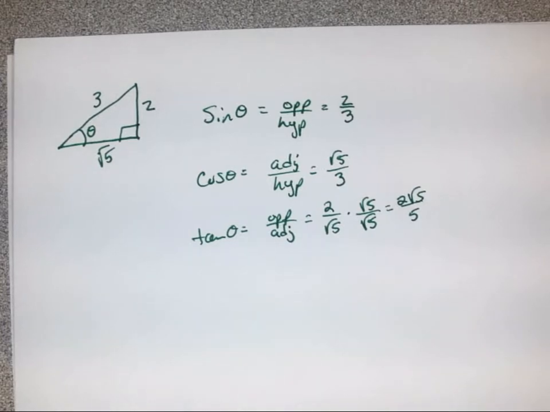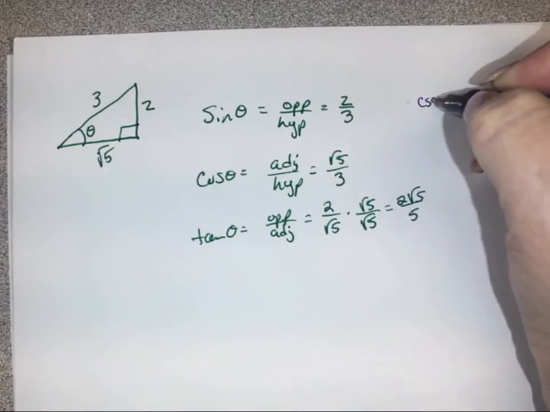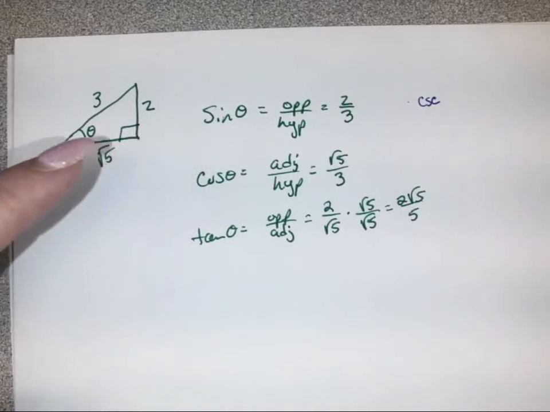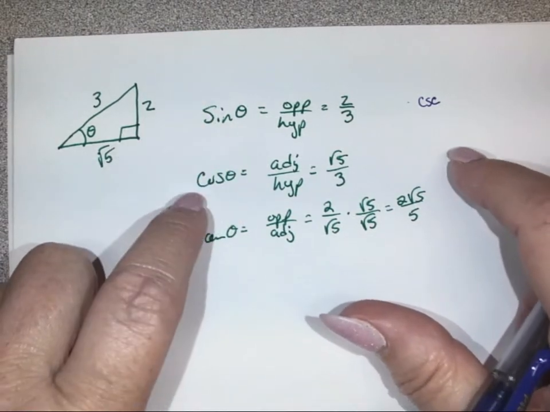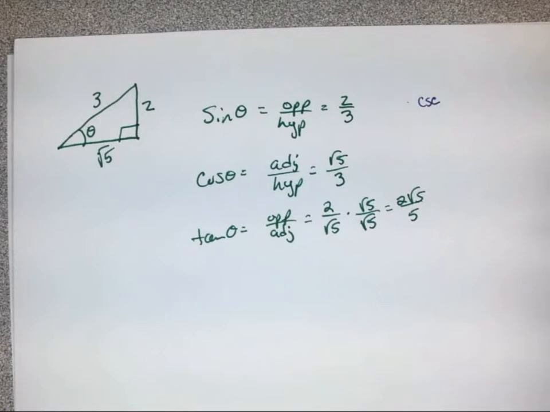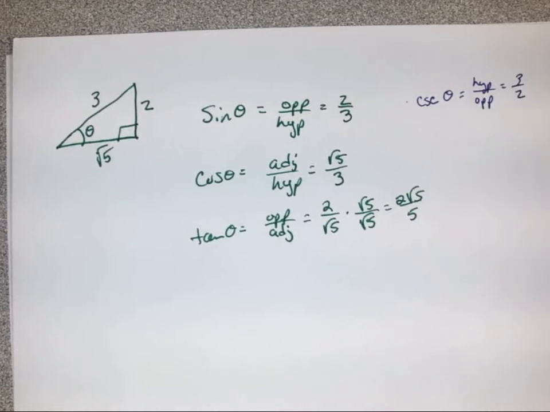And then we can do the reciprocal identities. So for sine theta, that's going to get us cosecant theta. Remember, we talked about each of our values getting a co when they are pairs. So sine and cosecant, cosine and secant, tangent and cotangent. So cosecant theta is going to be the reciprocal of that. It's also going to be known as the hypotenuse over the opposite. So it'll be 3/2.